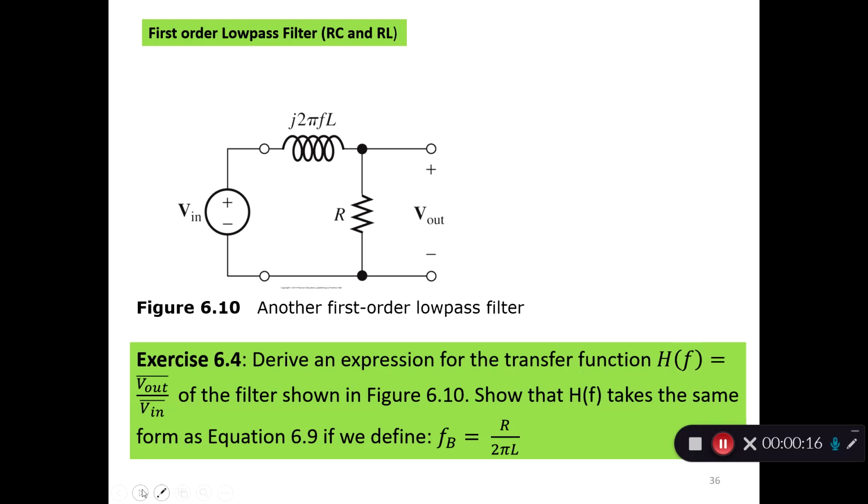Here we see another first order low pass filter, and the exercise required that we derive an expression for the transfer function H of f, the phasor output over the phasor input of the filter shown in figure 6.10. Show that H of f takes the same form as equation 6.9 if we define the breakpoint frequency to be R over 2πL.